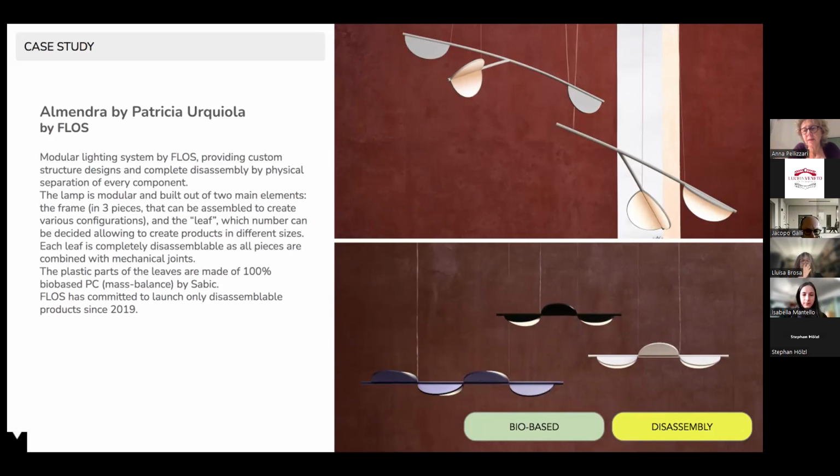Here there are two aspects that the company took into account. One is the will of the designer of using bio-based materials. So what they selected is bio-based polycarbonate with mass balance. We will talk about mass balance in the next module when we talk about plastic recycling.